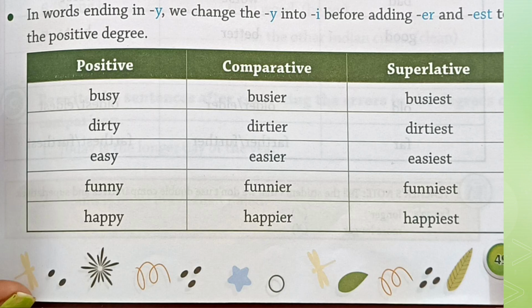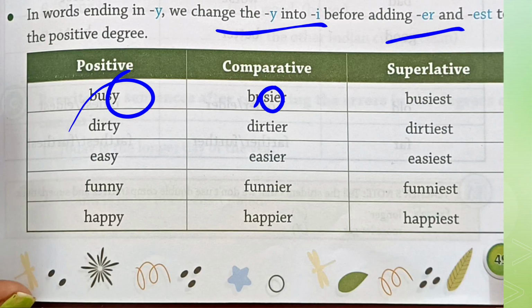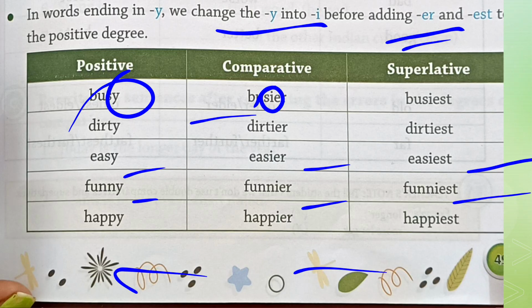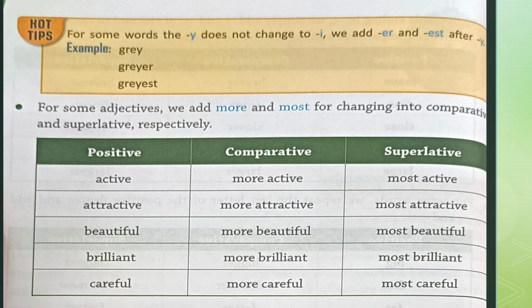Now, in words ending in Y, we remove the Y or change Y into I, and then we add ER and EST. For example, busy, busier, busiest, dirty, dirtier, dirtiest, easy, easier, easiest, funny, funnier, funniest, happy, happier, happiest. For some words, the Y does not change to I, like we have read in the previous example that Y changes into I, but this rule doesn't always follow. Like you can say here gray, so Y remains the same and we add only ER and EST.